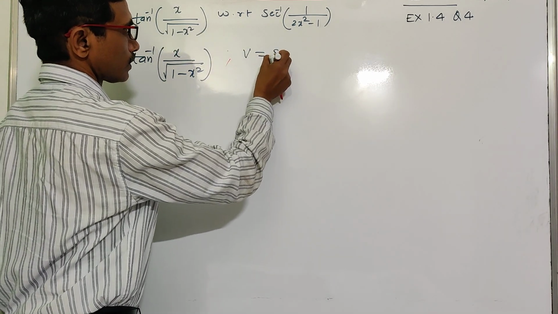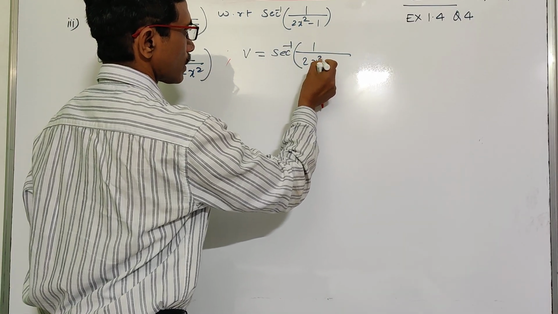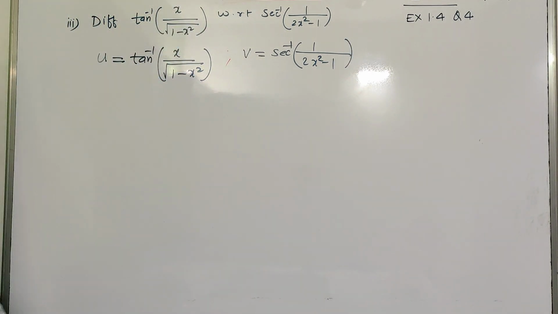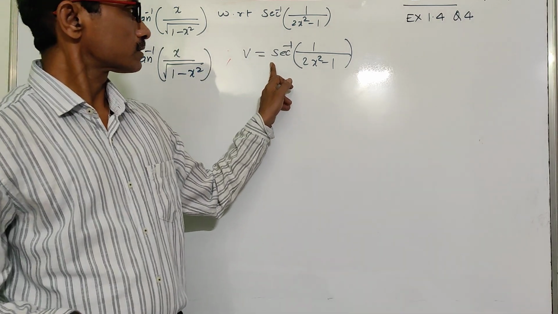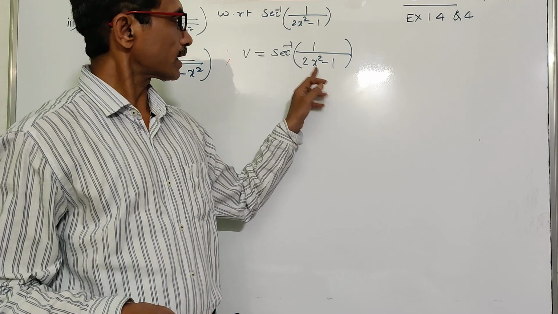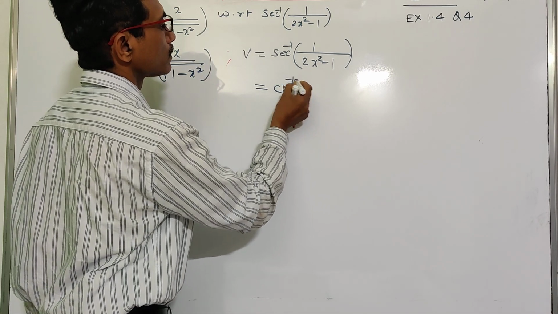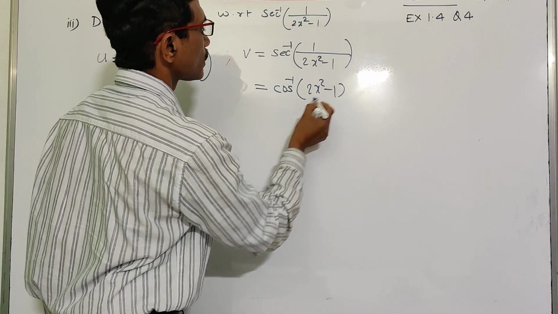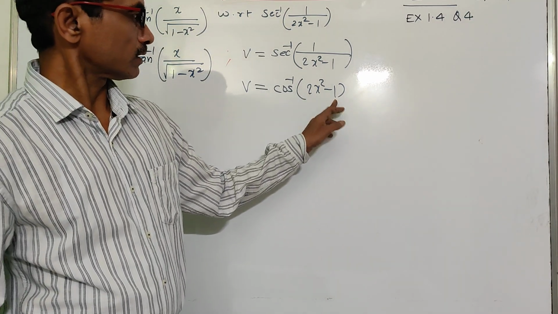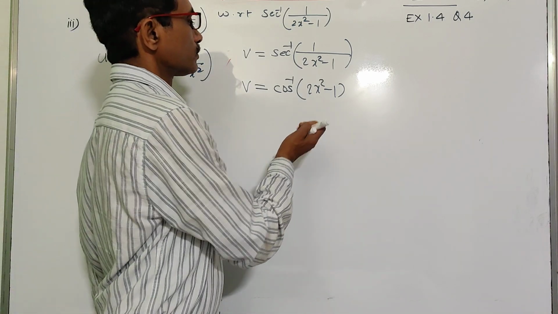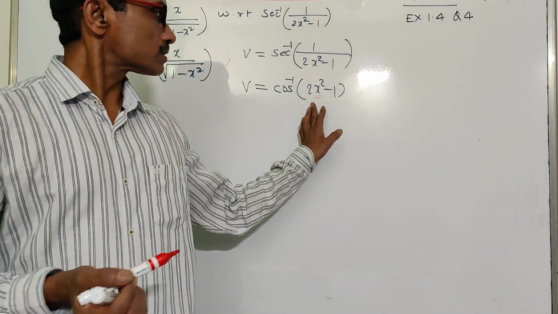equal to sec inverse of 1 upon 2x square minus 1. Now here we make a substitution. First of all, sec inverse of 1 upon this, we will write as cos inverse of the reciprocal of this. So v is cos inverse of 2x square minus 1. Clearly it is 2 cos square theta minus 1, which is cos of 2 theta. So what will the substitution be? We put x is equal to cos theta. x is equal to cos theta will be the substitution.